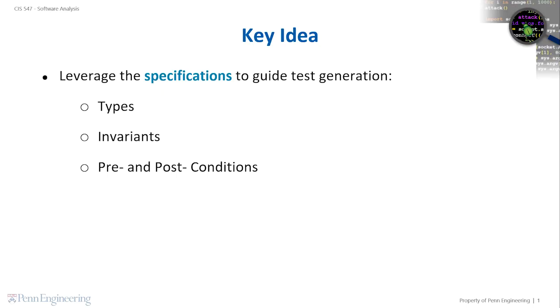The key idea behind the techniques covered in this module is to leverage program specifications to guide test generation. The forms of specifications include the ones we learned earlier in the course: types, invariants, and pre and post conditions. Let's look at the example of a binary tree data structure to illustrate what each of these forms of specifications look like and how they can help guide test generation.